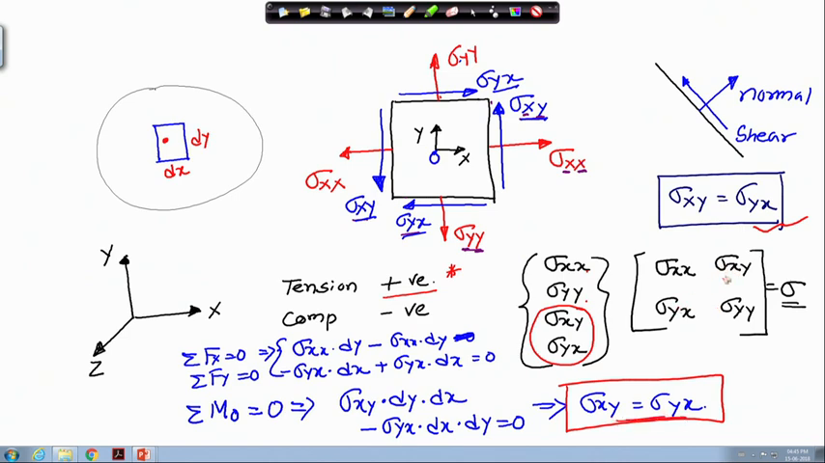So, this matrix becomes a symmetric matrix. Okay, this is symmetric. So, this is the representation of stress in 2 dimensions.